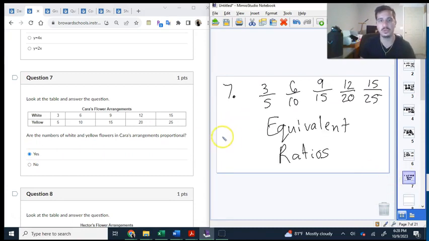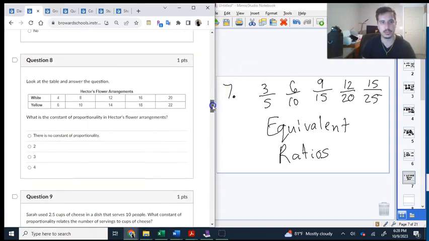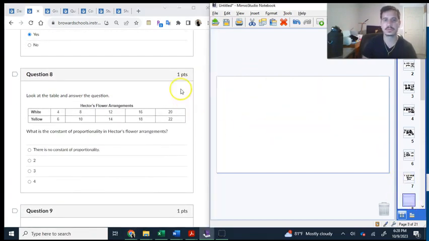But if you really wanted to, if we do 5 divided by 3, we get 1.66666666666, okay? And then if we do 10 divided by 6, we get 1.66666666666, so on and so forth. So your k remains the same for all of these. All right. So let's look at number 8. Number 8, look at the table and answer the question.